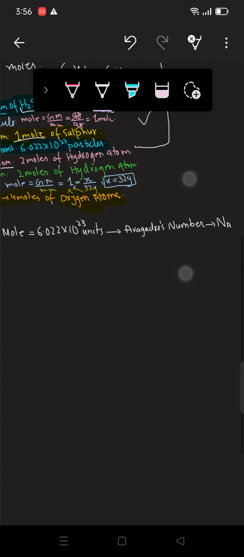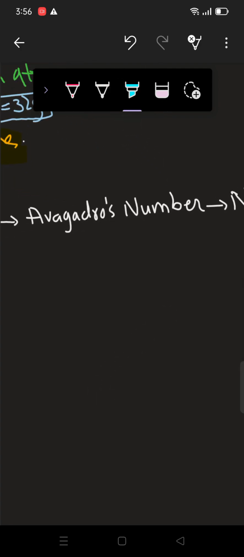So what is a mole? A mole is basically a bridge which gives us a connection between two parameters, the mass of the substance and the number of particles present in the substance. 1 mole is equal to 6.022 into 10 to the power 23 particles or units, which is equal to Avogadro's number, and Avogadro's number is denoted by Na.